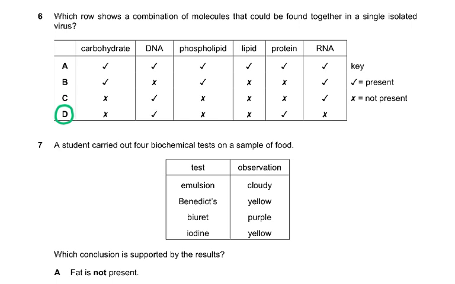Question 6. Which row shows a combination of molecules that can be found together in a single isolated virus? The protein coat and a DNA strand. So those were the only things present in this line. In the rest, there is no RNA, there is no cytoplasm, there is no phospholipid, there are no carbohydrates.